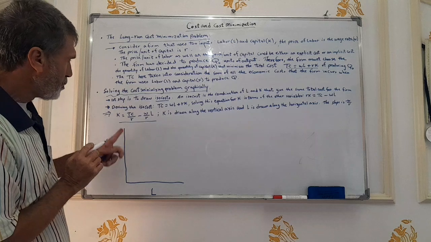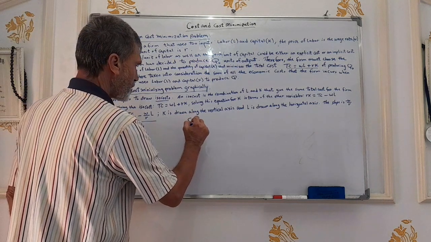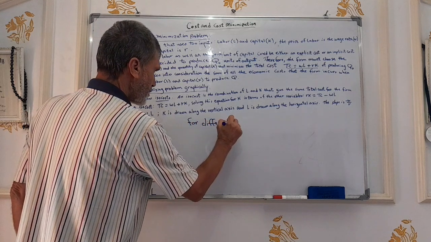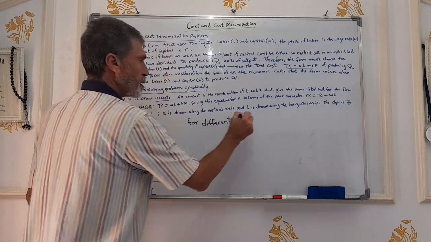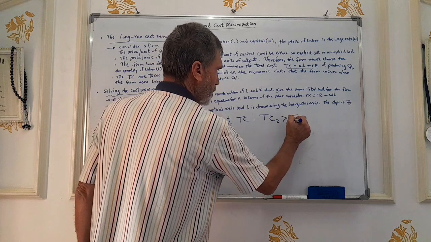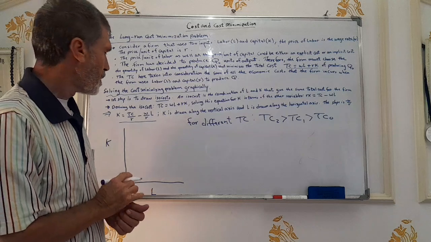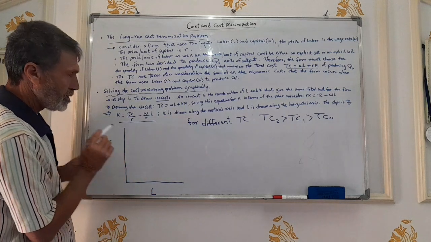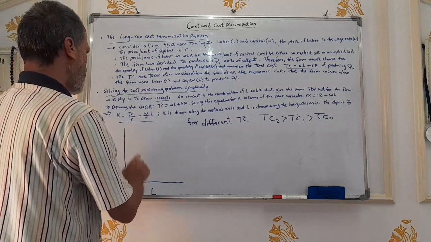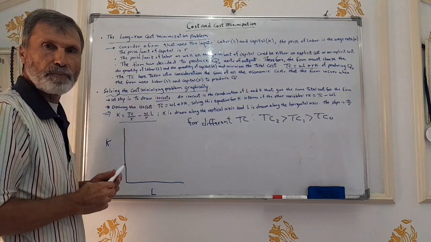So I want to draw for different total costs. Let's say TC2 greater than TC1 greater than TC0. So we have different total costs. What we're going to see here, as you can see, is that as you move northeast, to higher total cost, the isocost will become bigger.